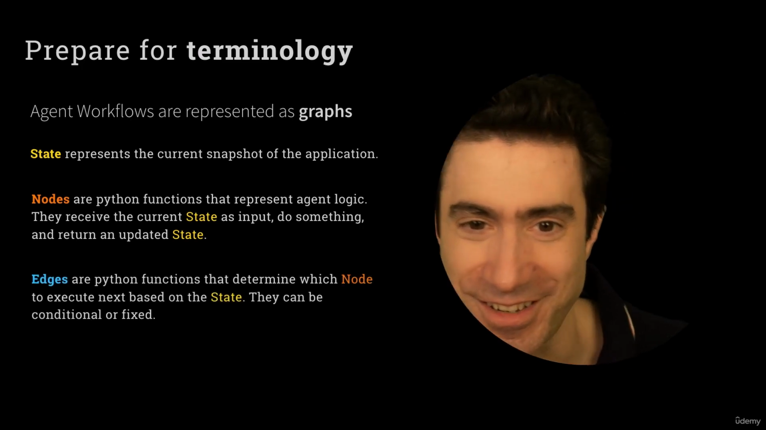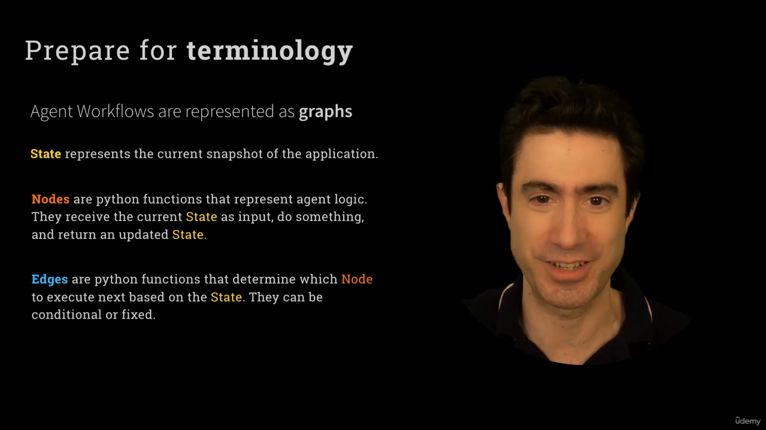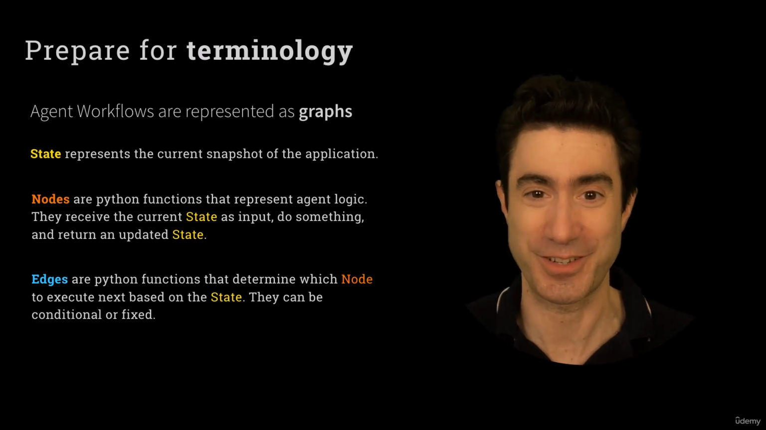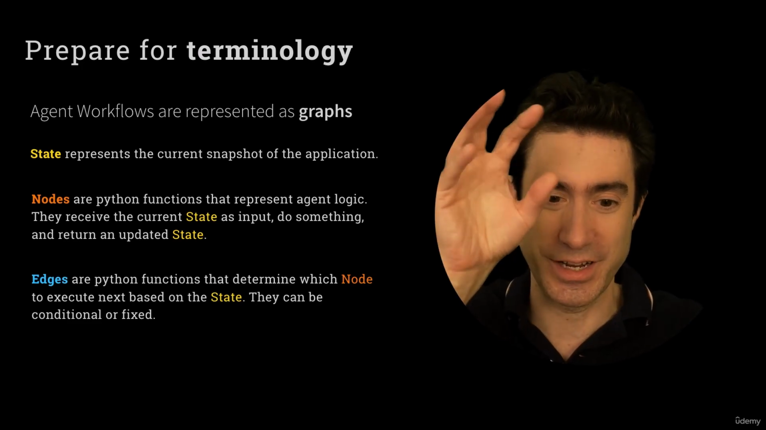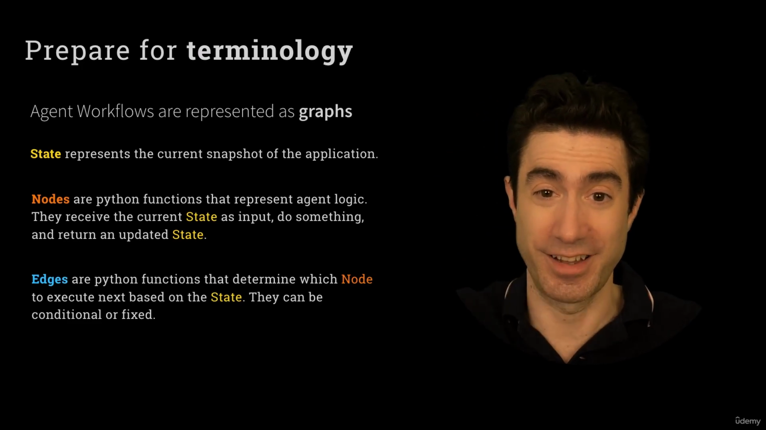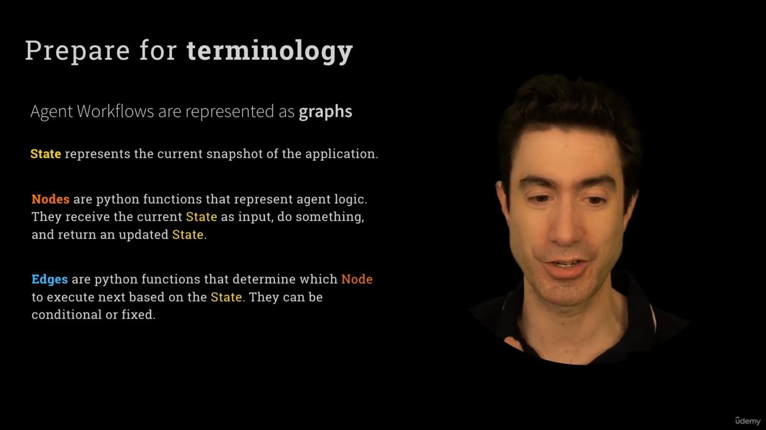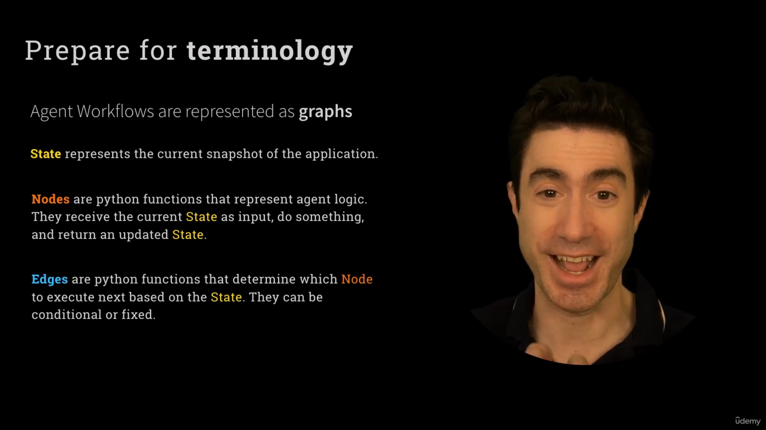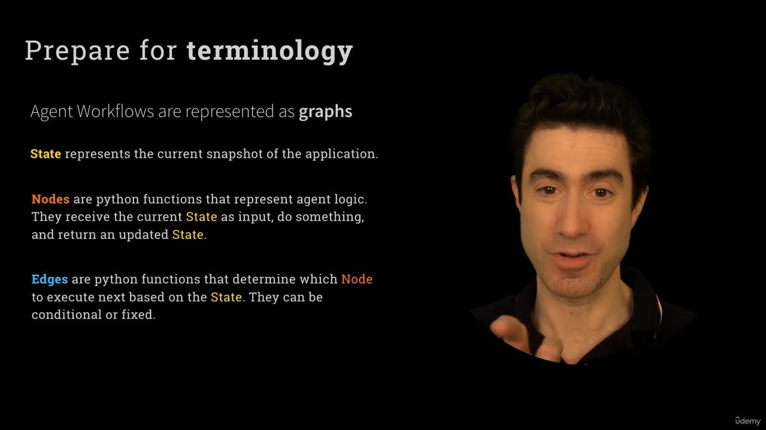And then edges. And anyone that's ever looked at graphs will be familiar with the term edges. The edges, of course, the lines. The word I was trying not to say earlier is that graphs consist of nodes and edges. Edges are the connections between the nodes. And edges in LangGraph are also Python functions. They are Python functions that determine what node should be executed next based on the state. So the state can tell it what happens next.